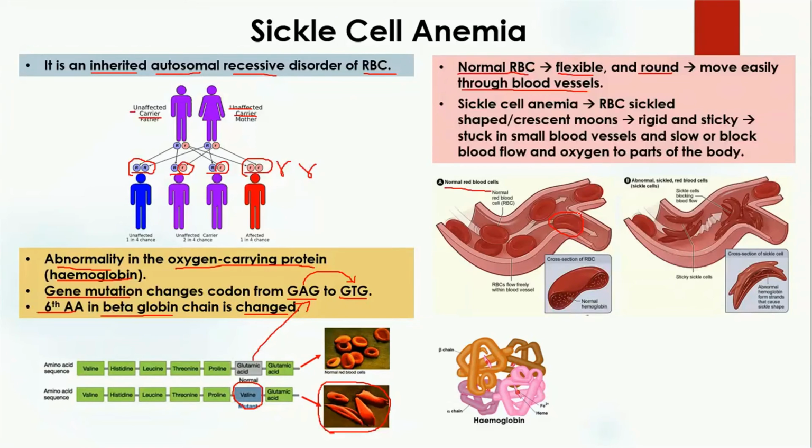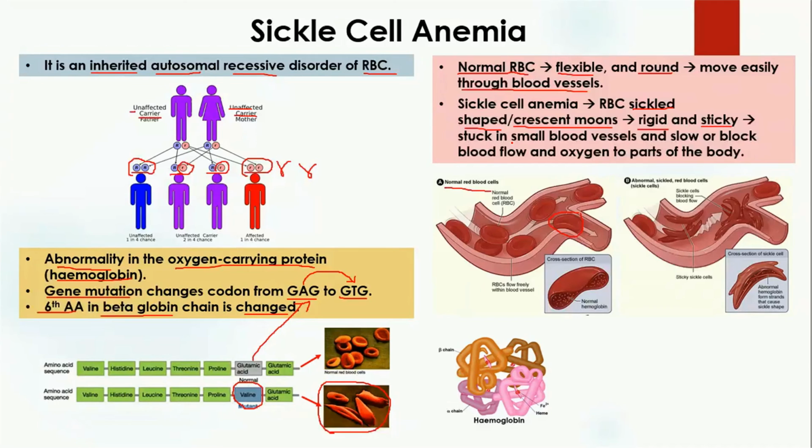But in the case of sickle cell anemia, the red blood cells change from the normal flexible round shape to a sickled shape. It means that they are in a crescent moon shape. Here you can see the shape is like a crescent moon. It is no more the round, normal shape. Because of this shape, the red blood cells are rigid and sticky.